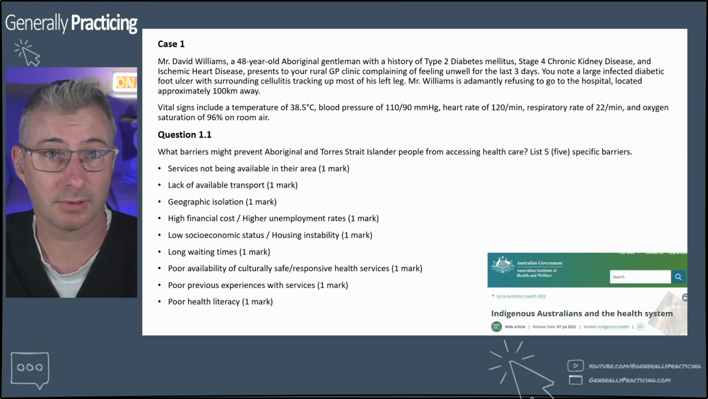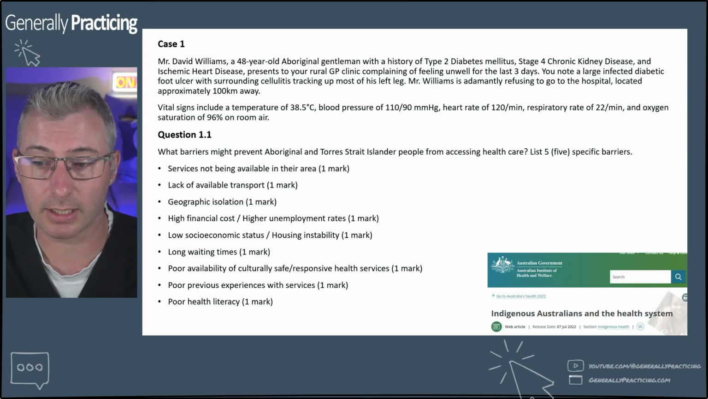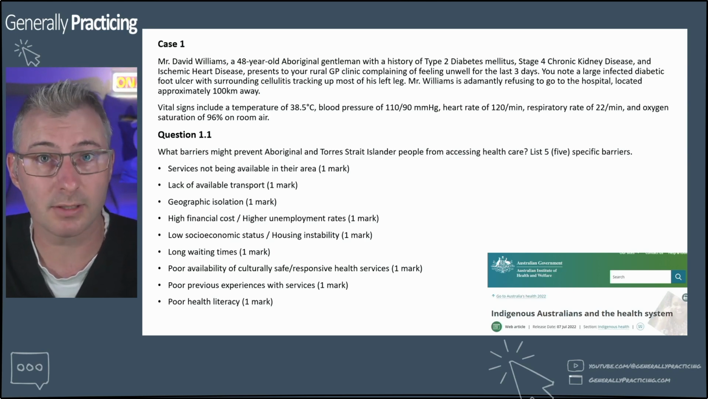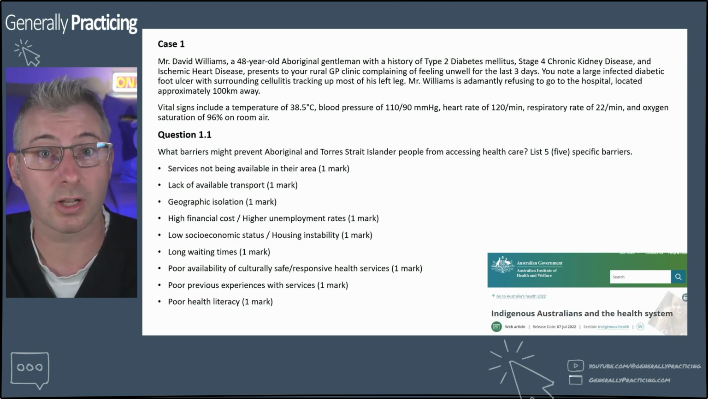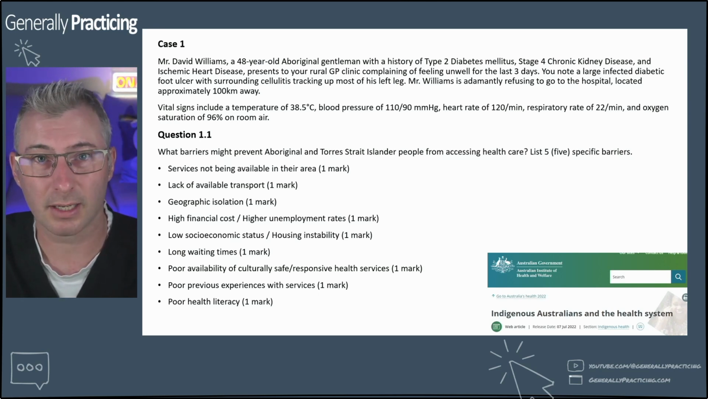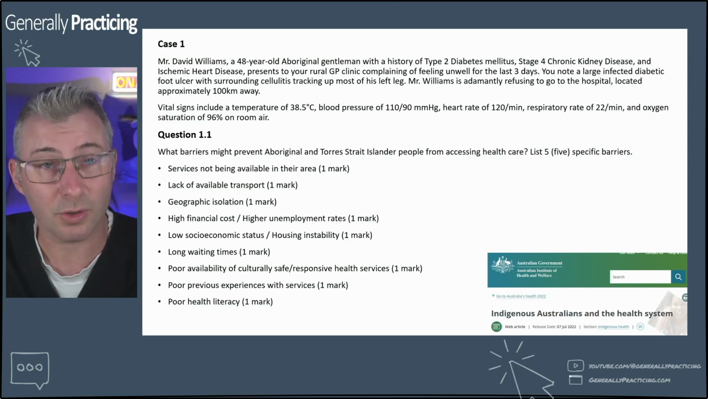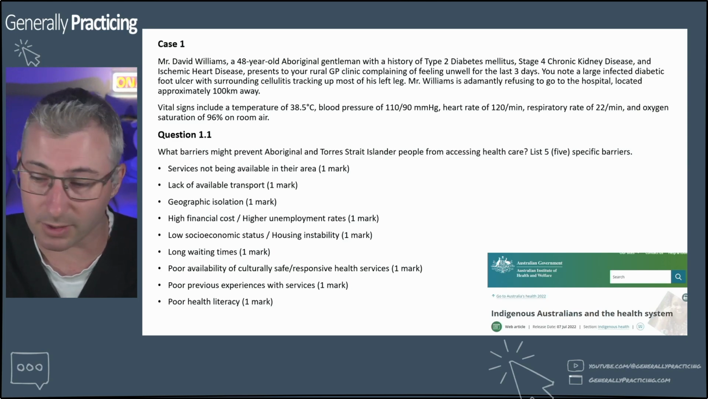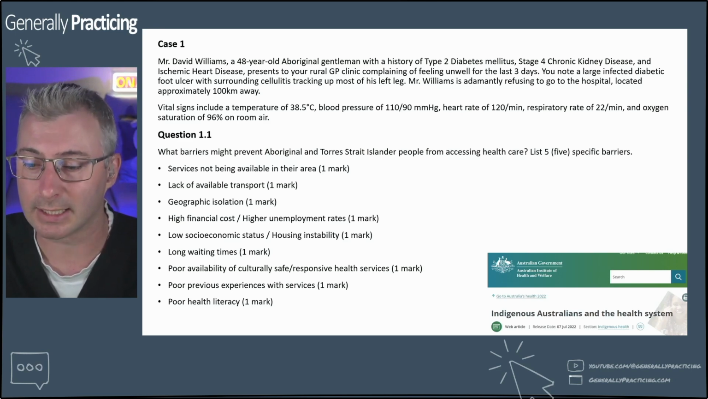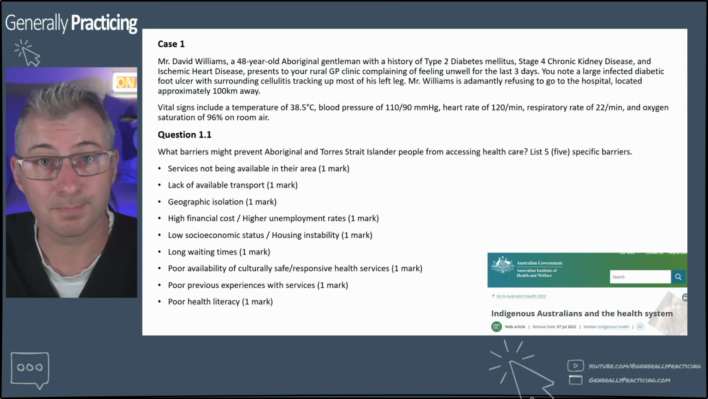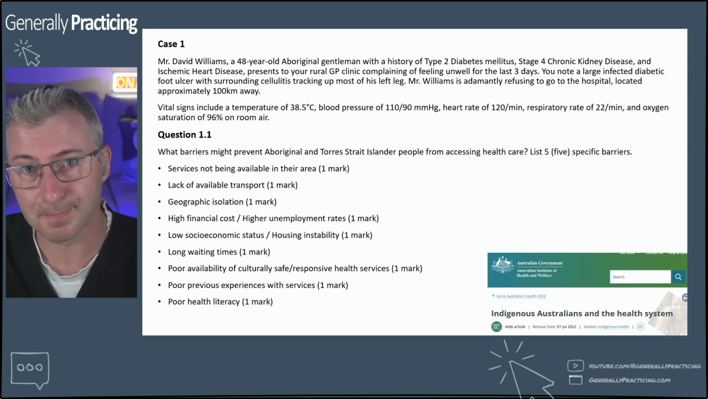There are long wait times, often conflicting with the cultural expectations of different communities. Setting appointments may not work for a lot of Aboriginal and Torres Strait Islander communities, as well as a general poor availability of culturally safe or responsive health services. And that's a nice way of saying we do have a problem with racism in Australia. Anyone working in this country is well aware of it, and it's a sad fact that we have to acknowledge, because that's the only way we're actually going to improve things.